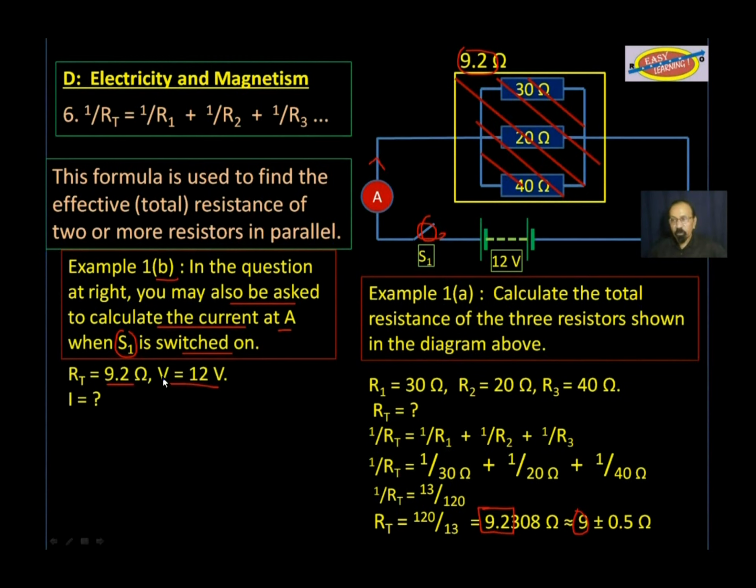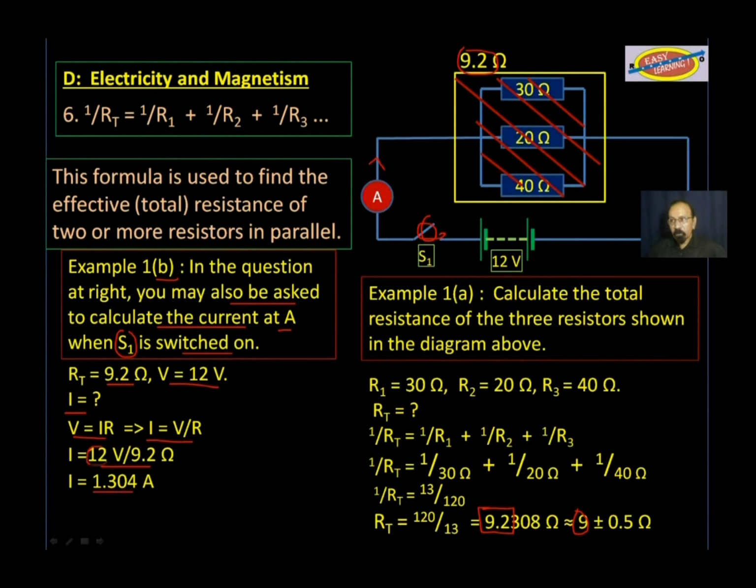The potential difference is 12 volts. We want to find the current. V is equal to IR. If we set I as the subject of the formula, I is equal to V over R. Substitute the numbers we are given, and we get a current of 1.304 amp.